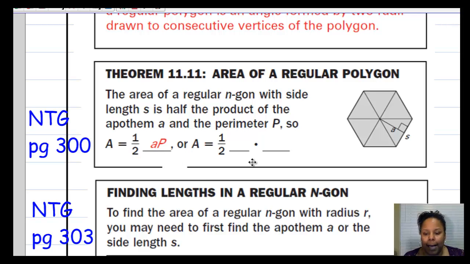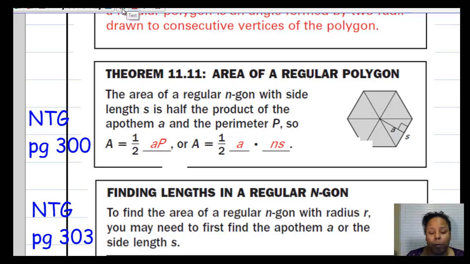Another way that we've done it in class is we found the area of one of the triangles of the regular polygon, and that's 1/2 S times A, and multiply it times N. And so both of these represent the exact same thing. So how you choose to use it is up to you.